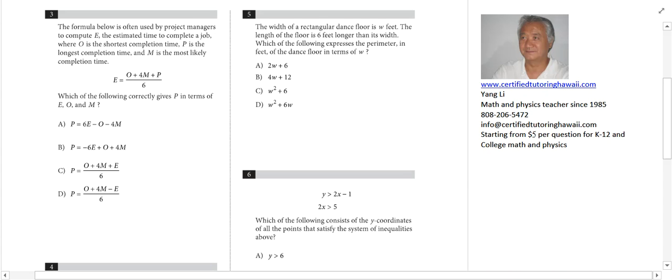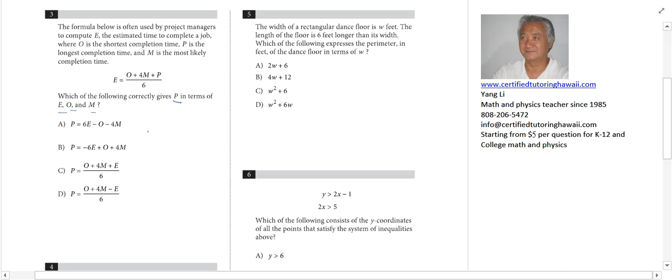This is the kind of question we see. Normally, since we're doing a math problem, we do not need to pay too much attention to what the variables represent in this question, because they just ask you to determine what P is in terms of E, O, and M.